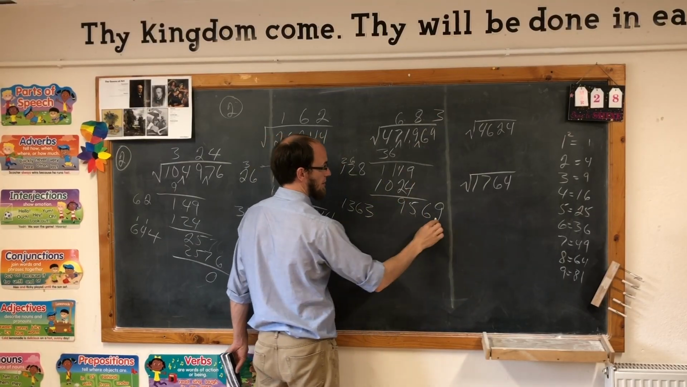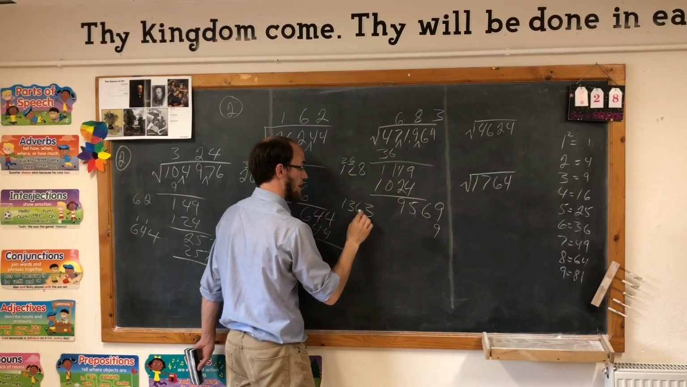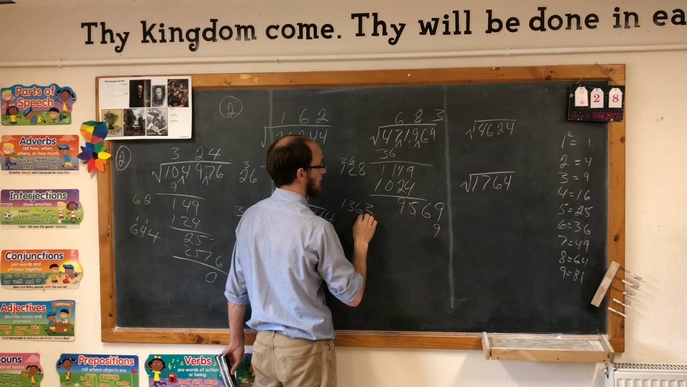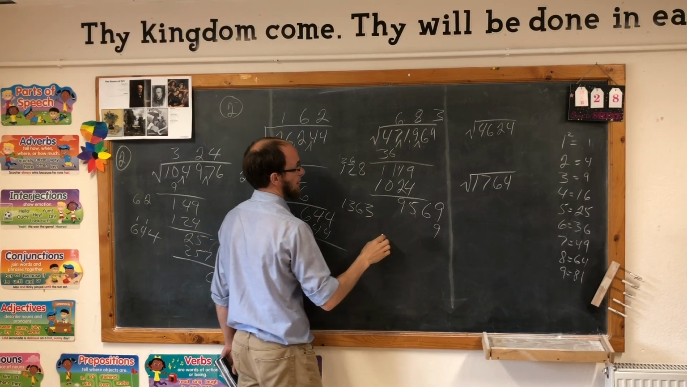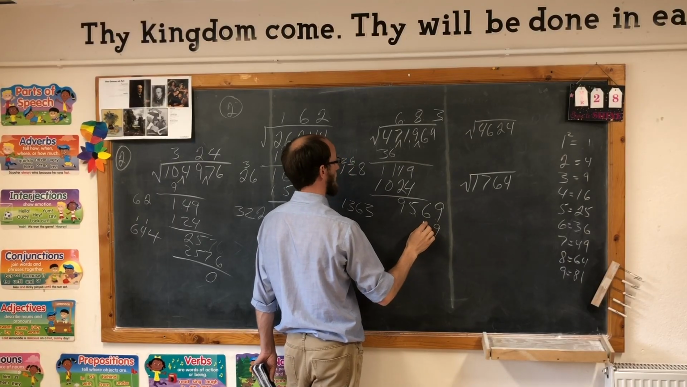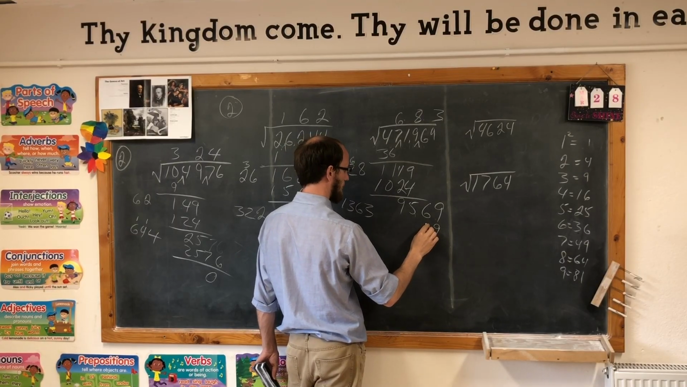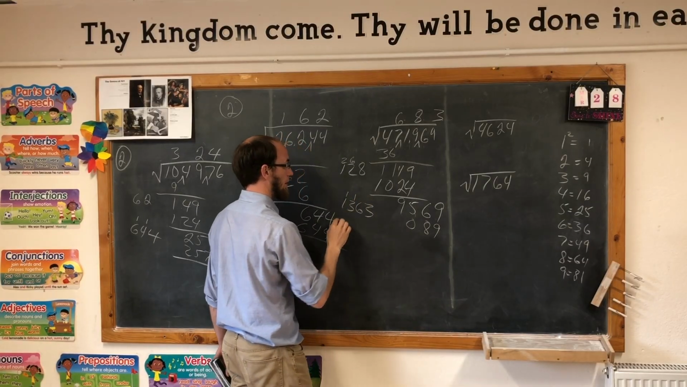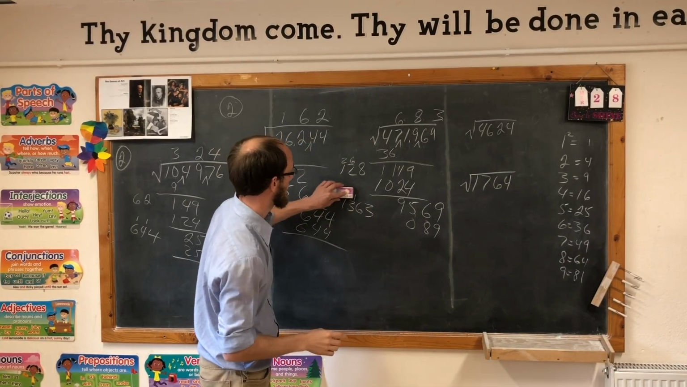3 times 3 is 9. 3 times 6 is... it's not working. 3 times 6 is 81. No, 3 times 6 is 18. Okay, the 1, 3 times 3 is 9, 10. And 3. No, it's not near big enough. Let's try a 7.